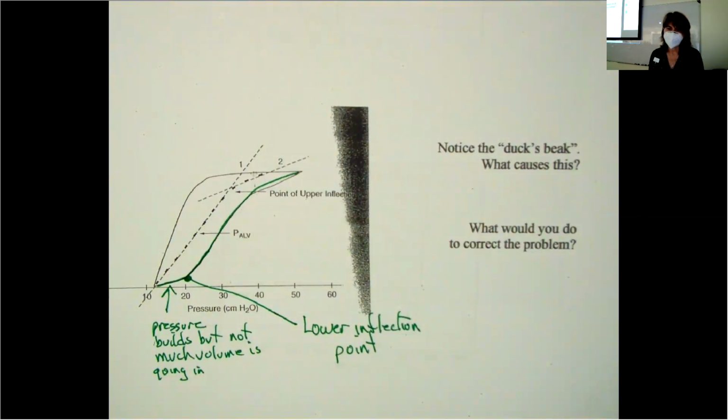Oh, I didn't spell it right. So the lower inflection point is when the alveoli open up and now the volume can go in.